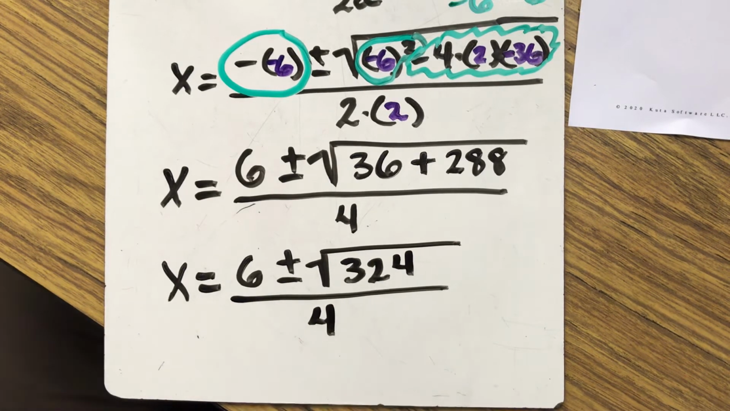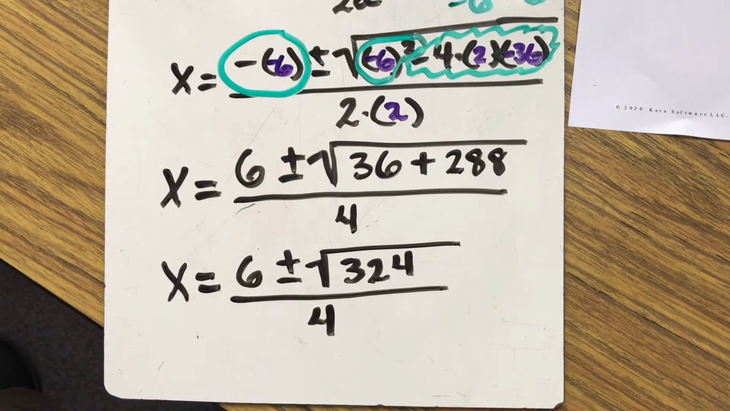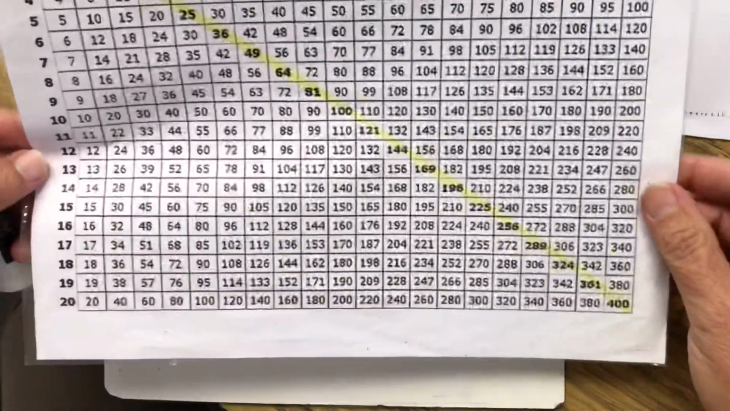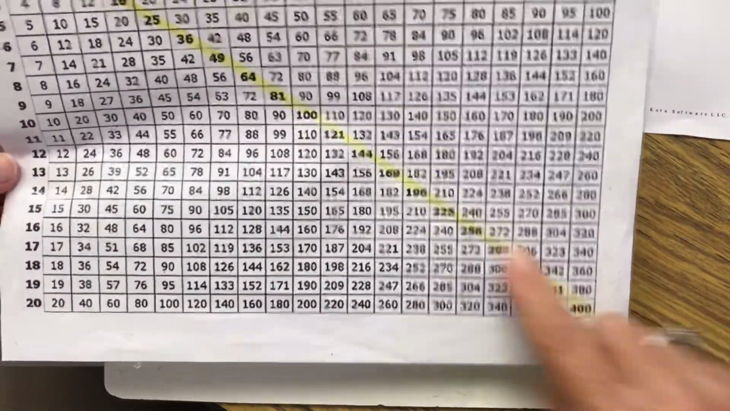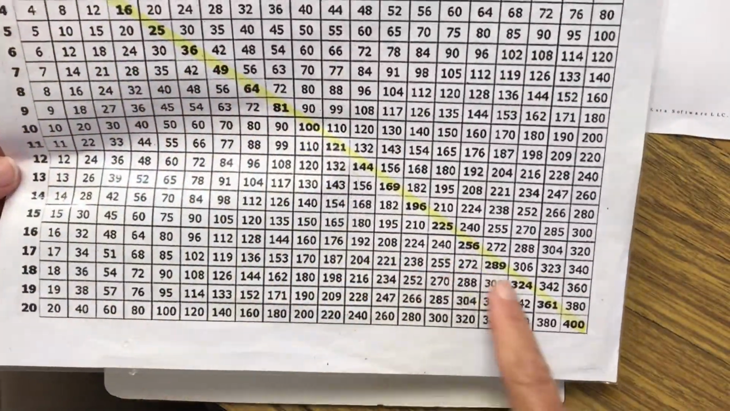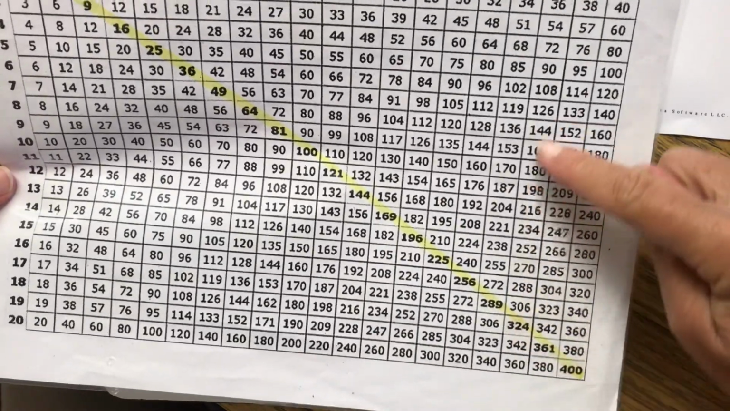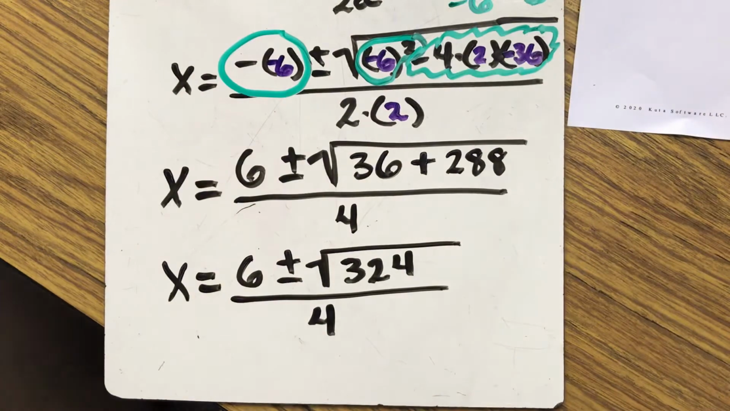Now we need to ask ourselves, is 324 a perfect square? And it is. And if you're not certain, a multiplication chart is pretty darn handy. So here's mine. I see 324 right there. It's in the yellow. These are my perfect squares. 324 is 18 times 18. So it definitely is a beautiful, perfect square.